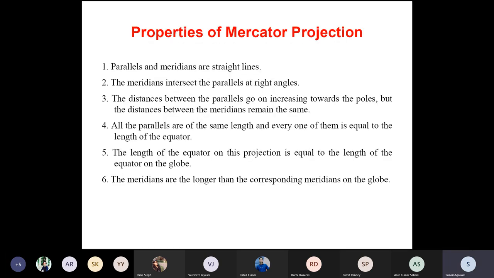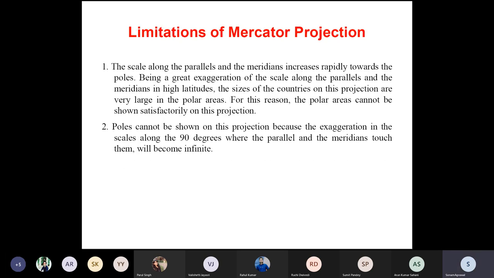All the parallels are of the same length and every one of them is equal to the length of the equator. The length of the equator on this projection is equal to the length of the equator on the globe. The meridians are longer than the corresponding meridians on the globe. So we have already seen all these 6 properties earlier in the cylindrical projection. But keep in mind that all these properties hold for the Mercator projection. Okay. Next, what are the limitations?